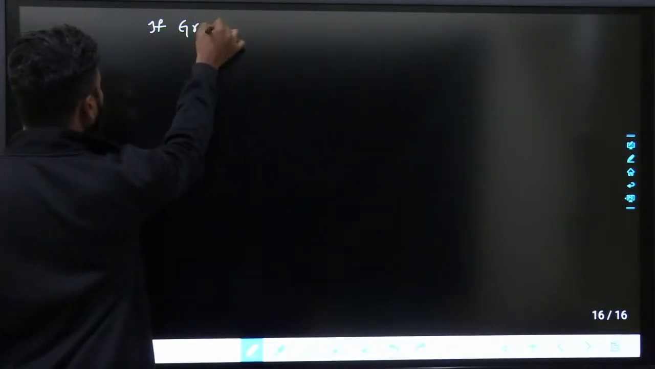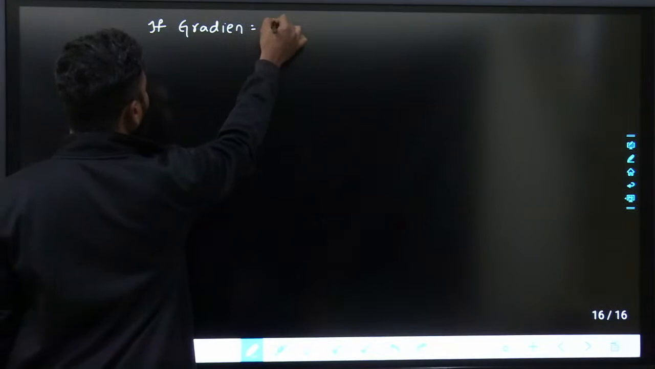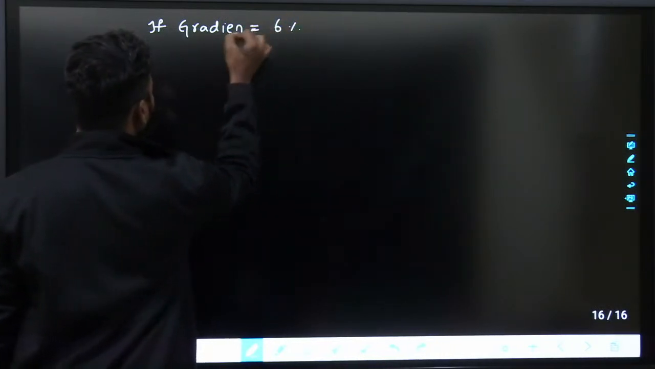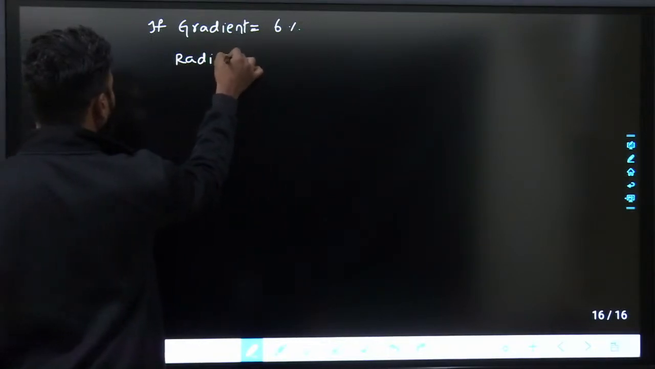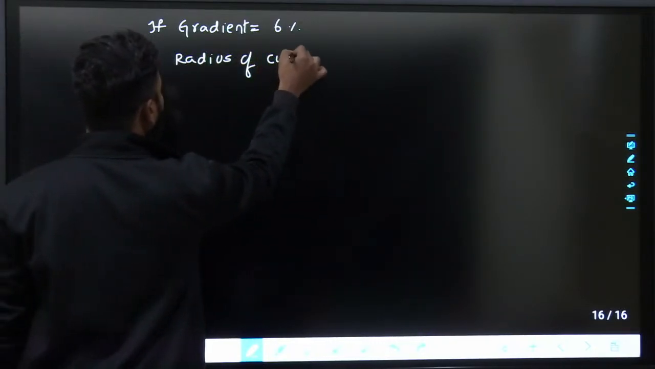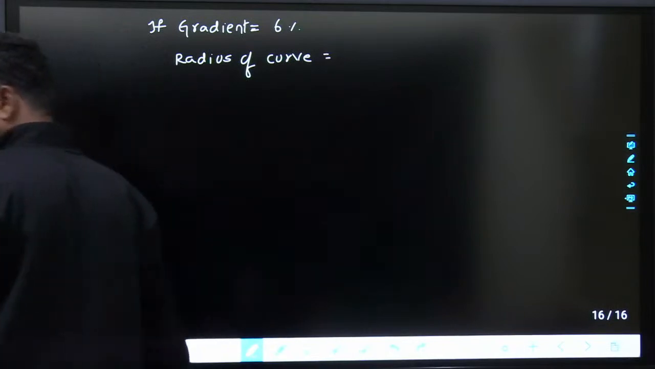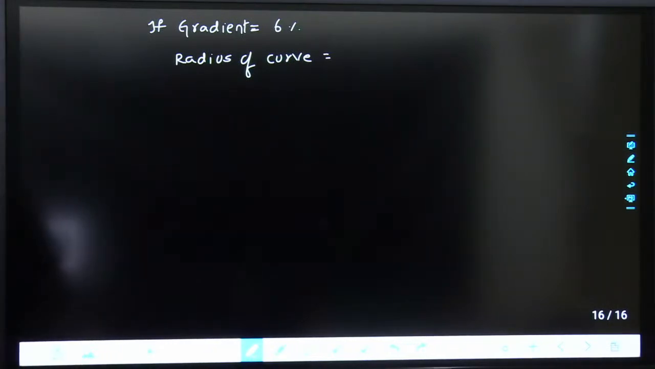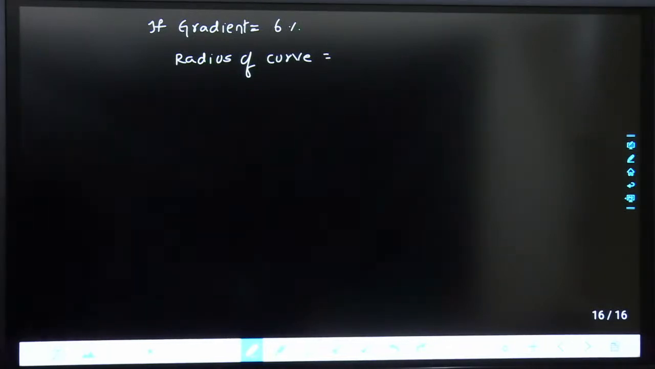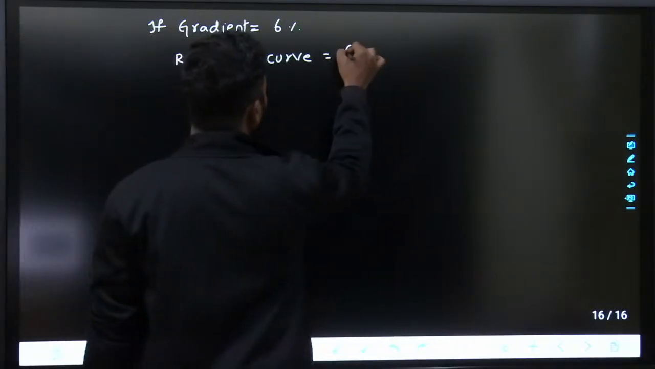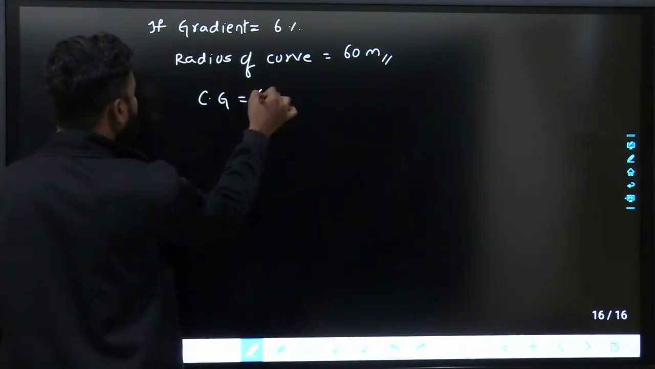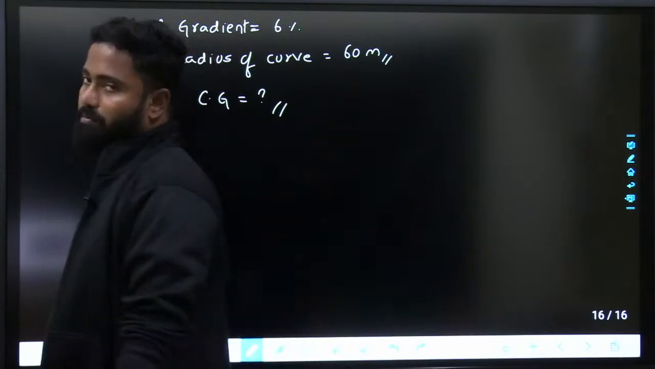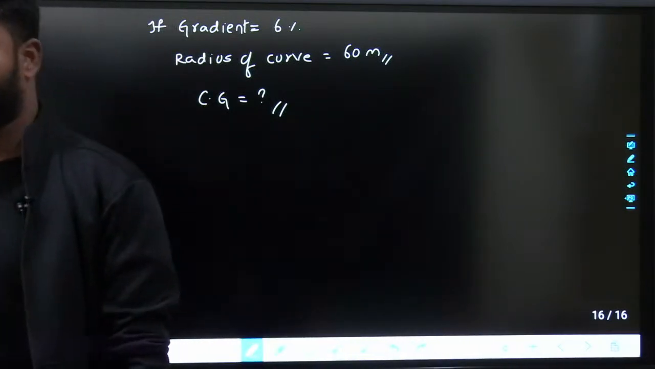If gradient equals 6%, radius of horizontal curve equals 60 meters, what is the compensated gradient? Please find out.